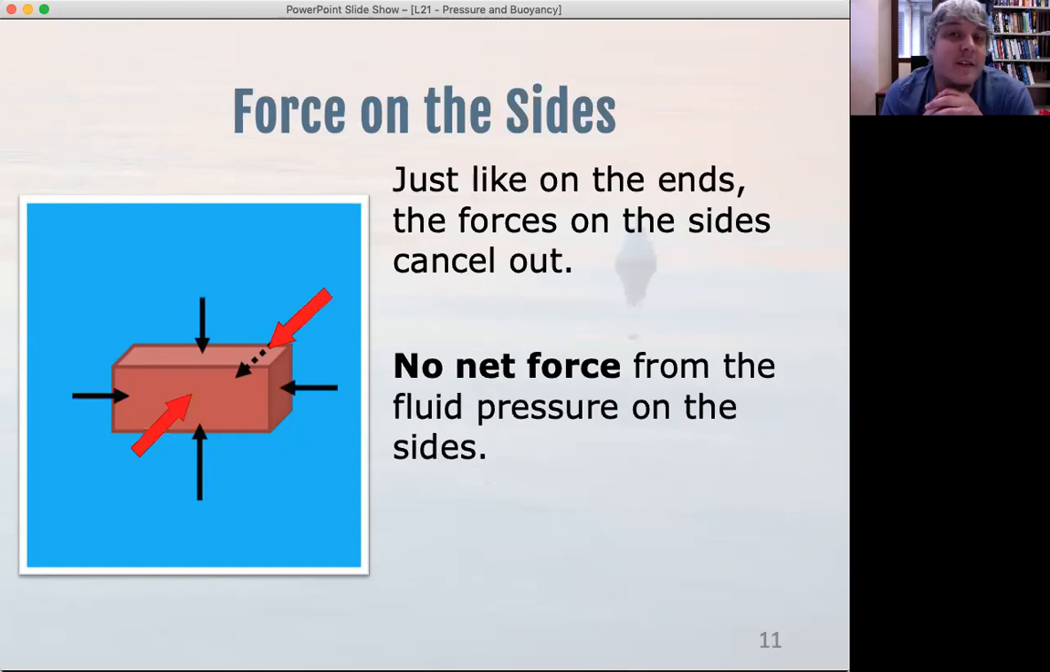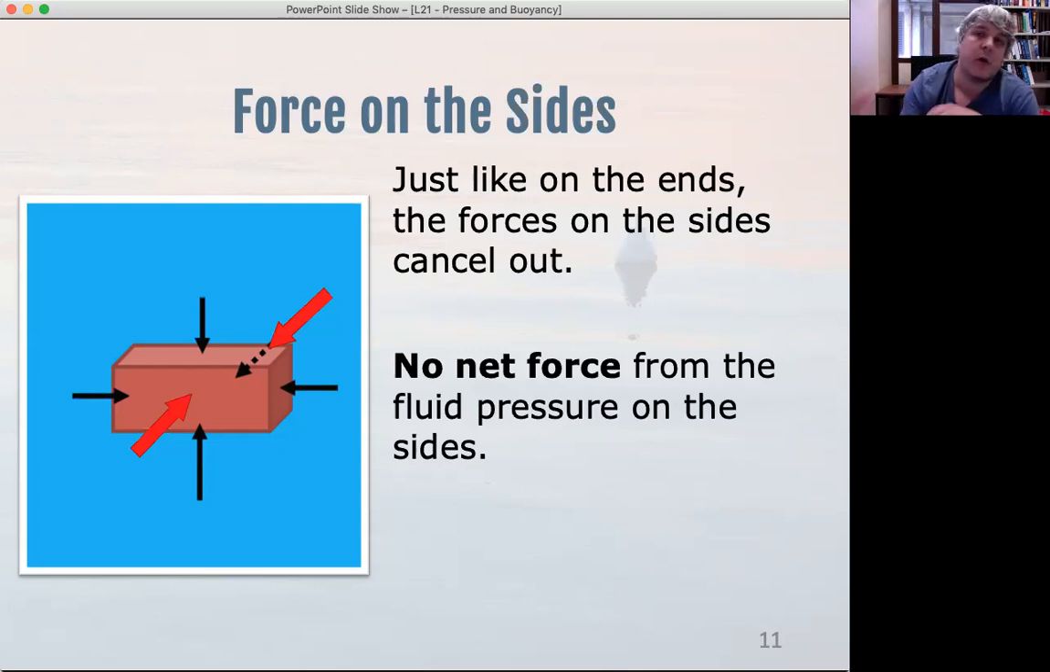The two sides is exactly the same process. The pressure, and therefore the force applied to the brick, gets higher as you get further down the brick from the top to the bottom, but it's identical on the front and the back of the brick. So we have no net force from the fluid pressure on the sides. So that means there is no horizontal net force on any submerged object.